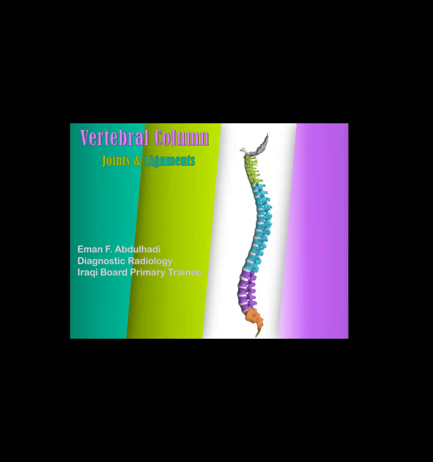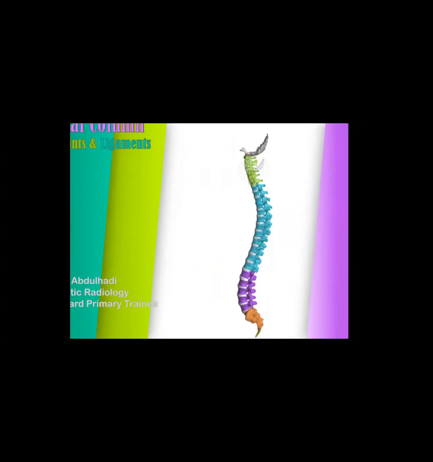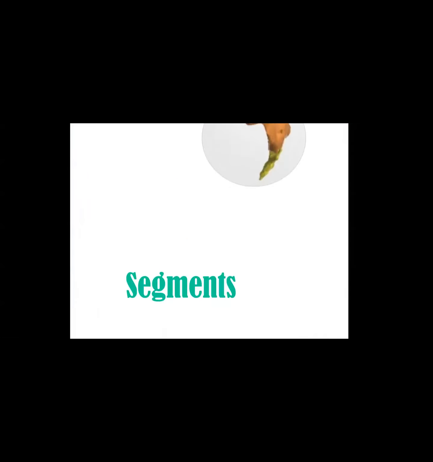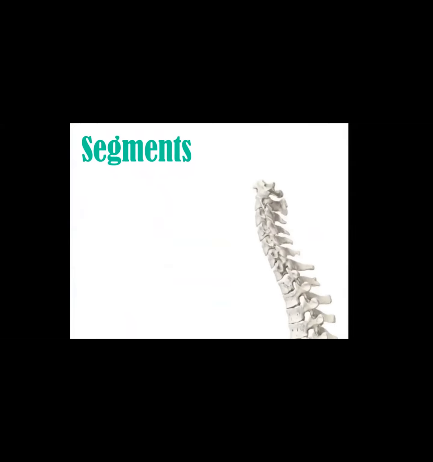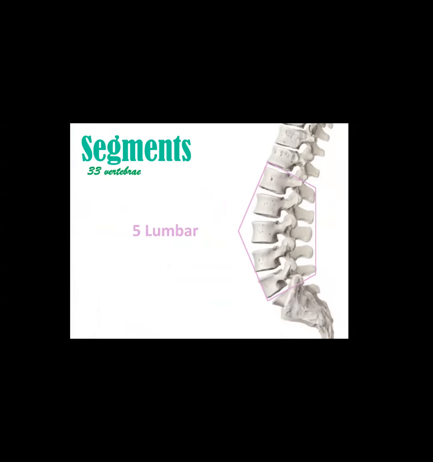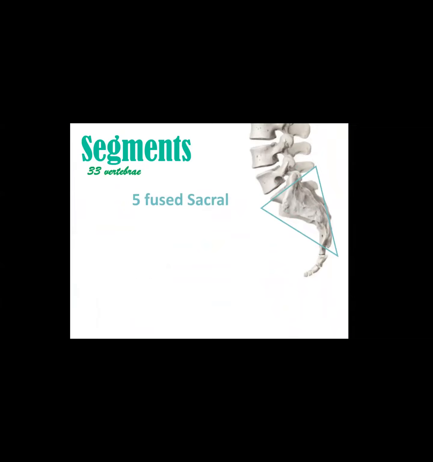We'll discuss the vertebral column, joint, and ligament. The vertebral column commences at the cranial-cervical junction and terminates at the tip of the coccyx. It comprises 33 vertebrae: 7 cervical, 12 thoracic, 5 lumbar, 5 fused sacral, and 3 to 4 fused coccygeal.